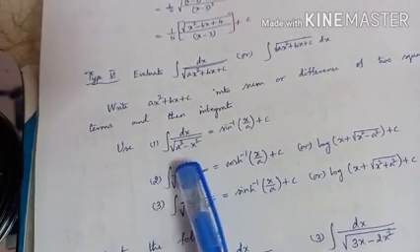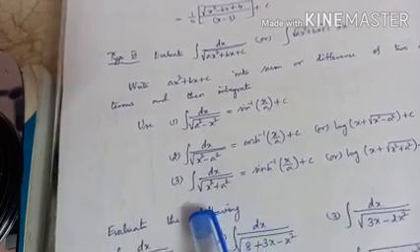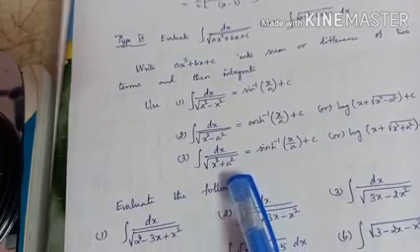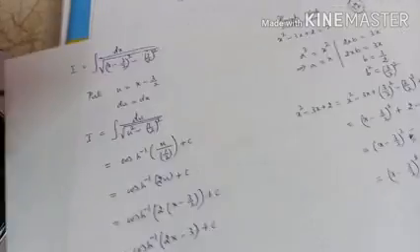Integral dx by root of a square minus x square. Integral dx by root of x square minus a square. Integral dx by root of x square plus a square. Okay. So you can see there are many problems. Let us discuss one or two problems. Okay. So here you see it is the first problem.